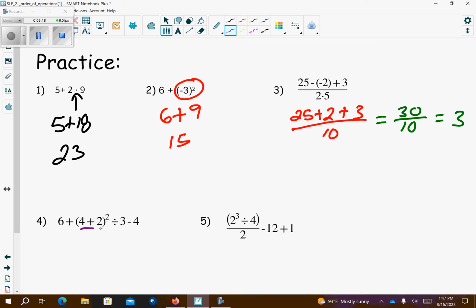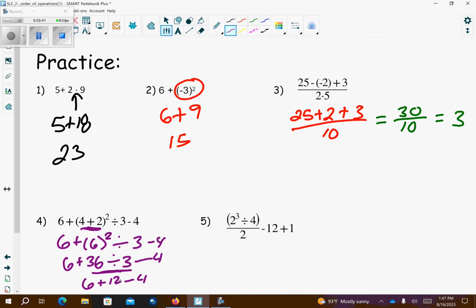Problem number 4. Let's take care of what's inside the parentheses first. So 4 plus 2 is 6, and that's going to be squared. And then I'm going to go 6 squared, which is 36, divided by 3 minus 4. Now I have to divide first. So 36 divided by 3, on a calculator, you get 12, and then minus 4. So then you go 6 plus 12, that's 18. 18 minus 4 is 14.